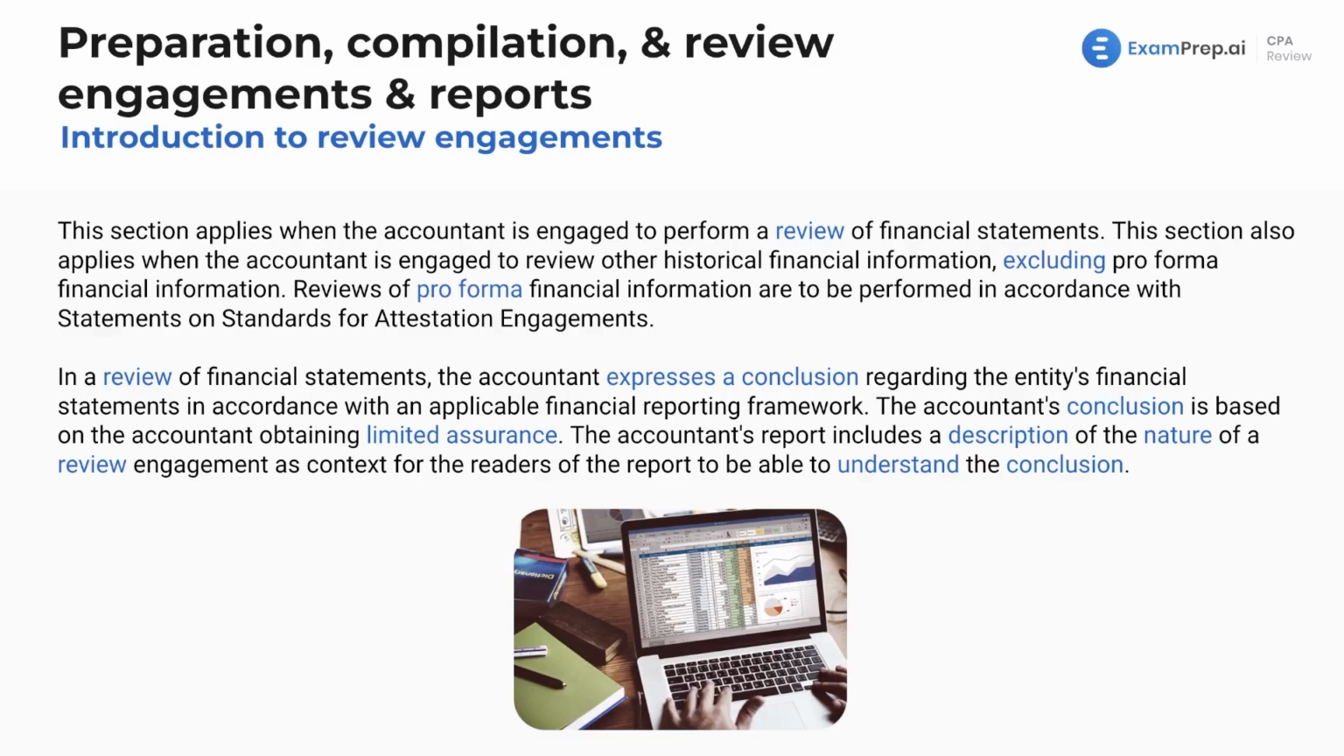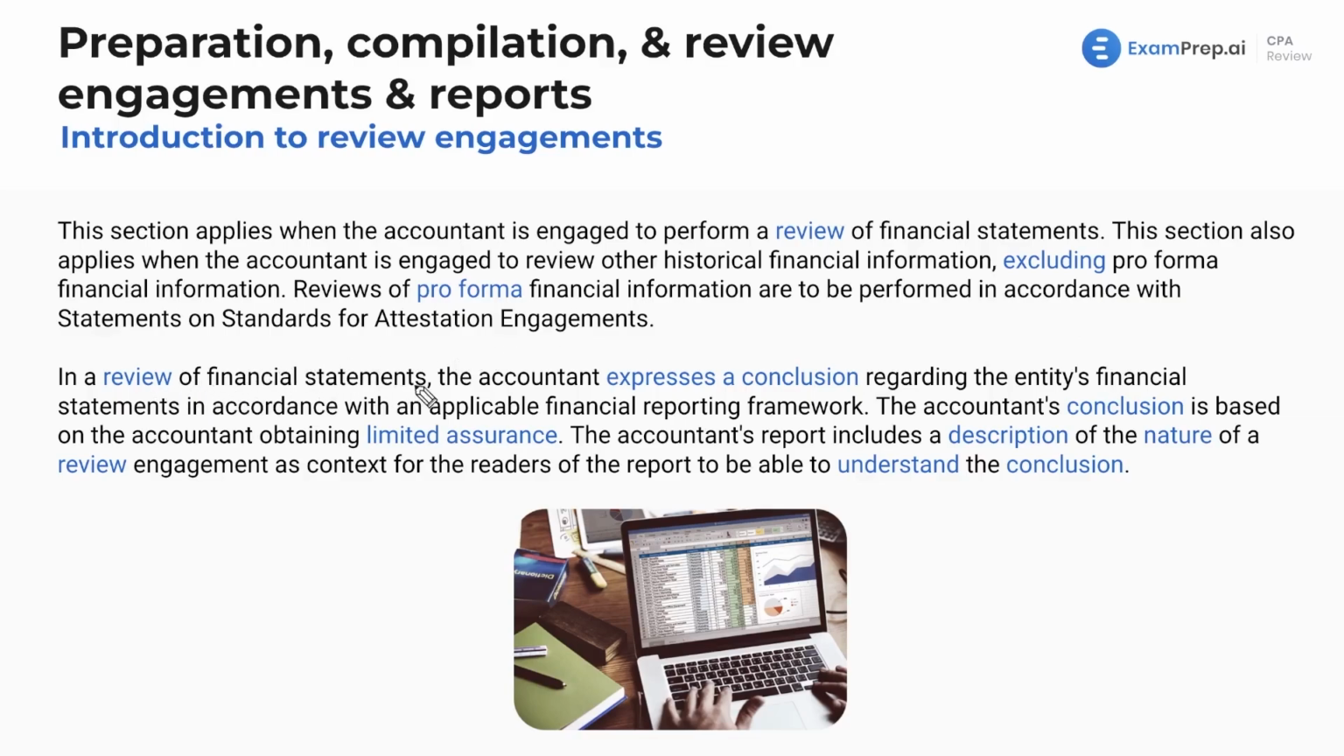I'm not changing up the meaning behind it, just putting it in more easily understandable terms, right? We're not legal professionals trying to understand very complex terminologies and long documents. But let's see what we got here. This section applies when the accountant is engaged to perform a review. Sounds good. This section also applies when the accountant is engaged to review other historical financial information. Okay, so in addition to financial statements, excluding pro forma financial information. Reviews of pro forma financial information are to be performed in accordance with statements on standards for attestation engagements.